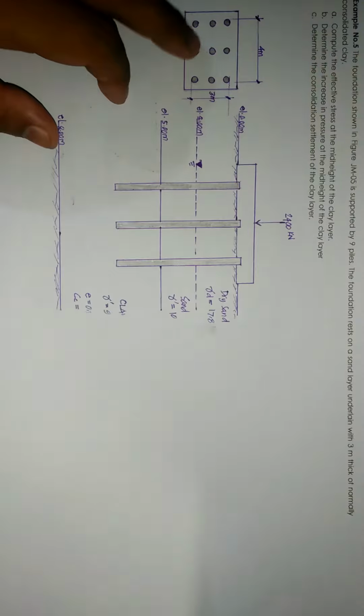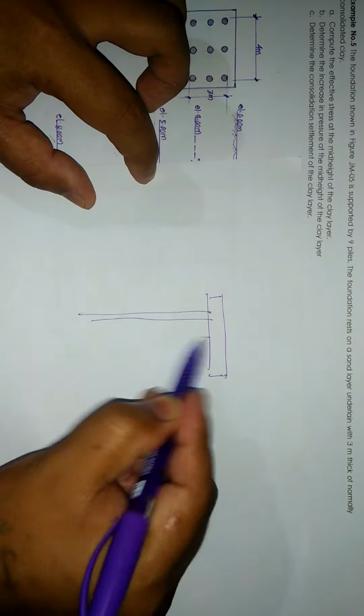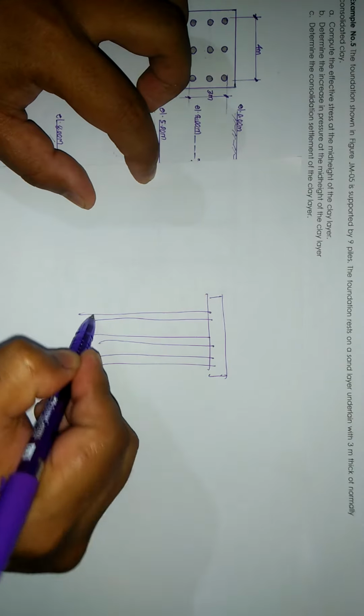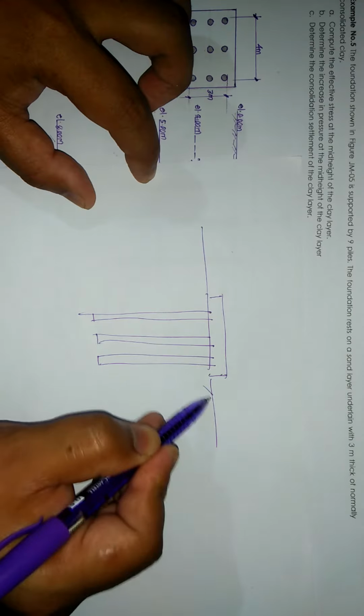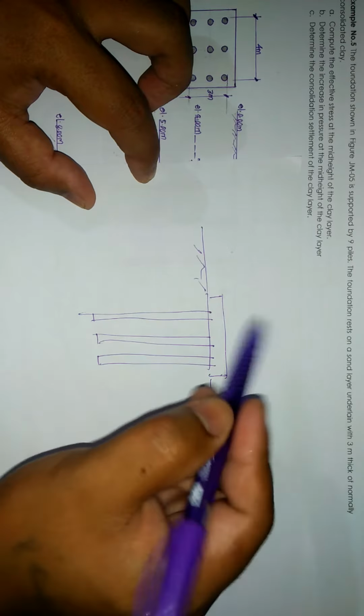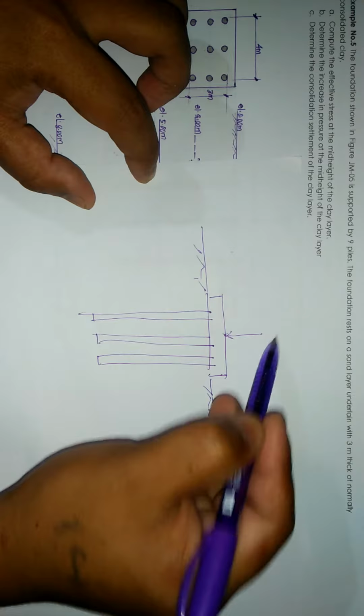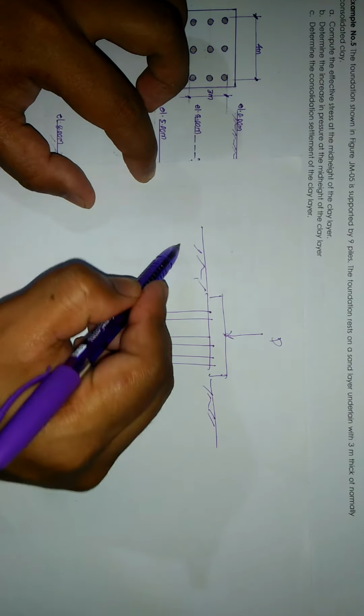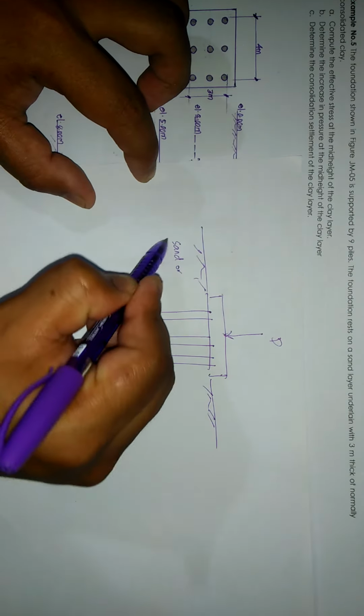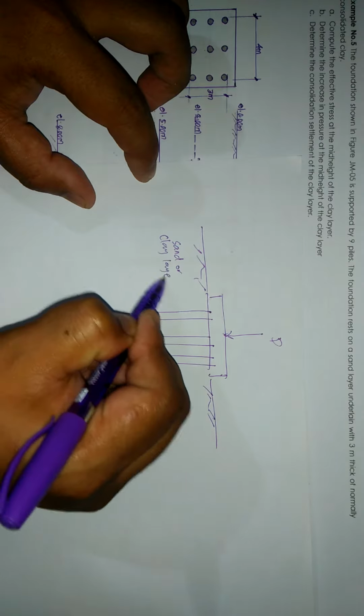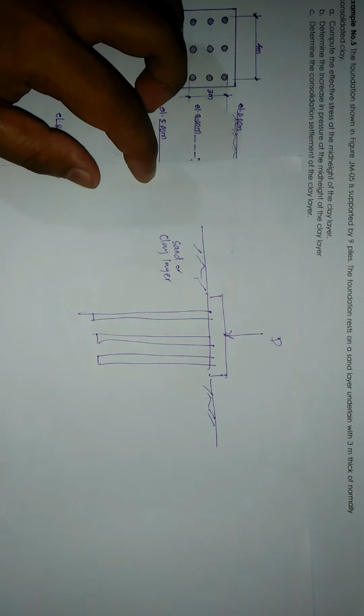Paano naman yung tinatawag nating settlement of pile group? Ito yung settlement of pile group. Like for example, this one is your pile cap. Meron kang piles dyan. And let's say that this one's your ground surface. Siyempre, there is a load here. And let's say this one would be your sand or clay layer.